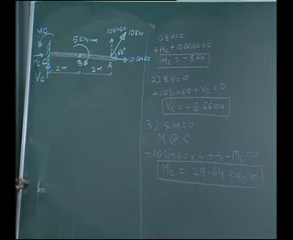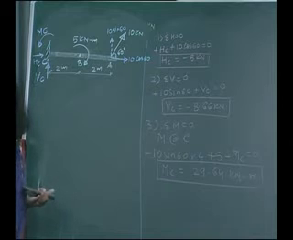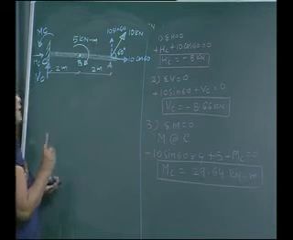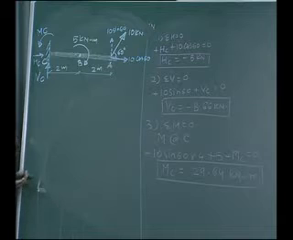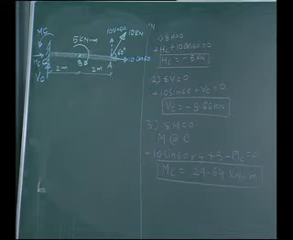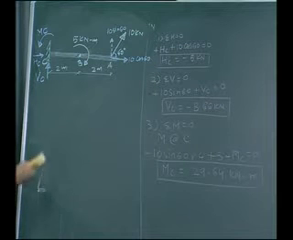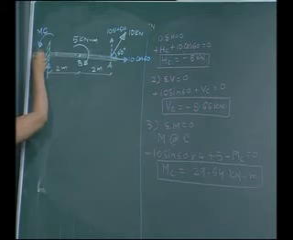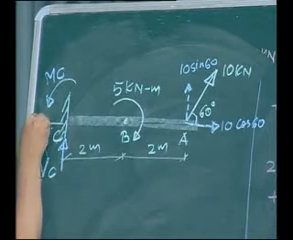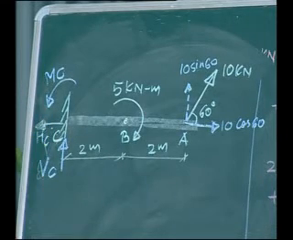Now what is our step? The step is that we have to change the direction of the reaction if the answer obtained is negative, because we are assuming the directions of the reactions, right? Now Hc we have got as negative. That means if the Hc value is negative, my assumed direction is wrong and I can change the direction of Hc and show it in this particular direction.